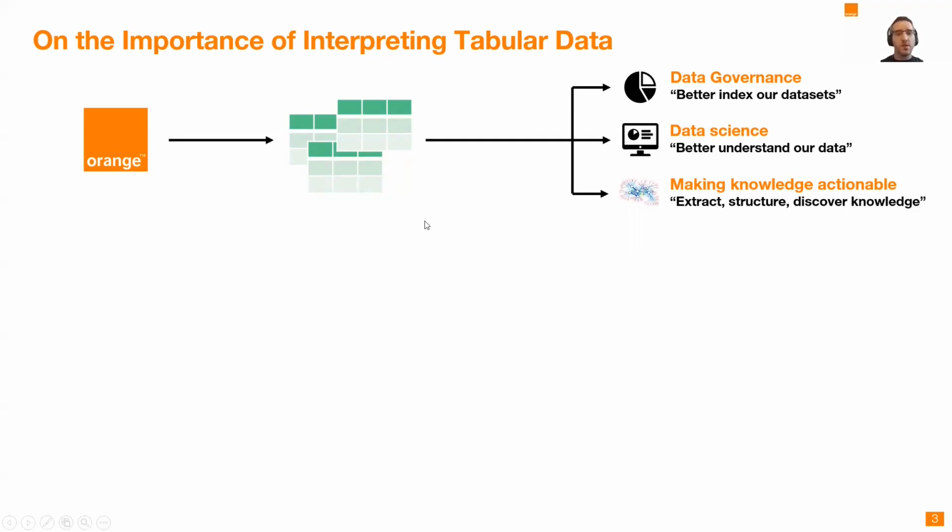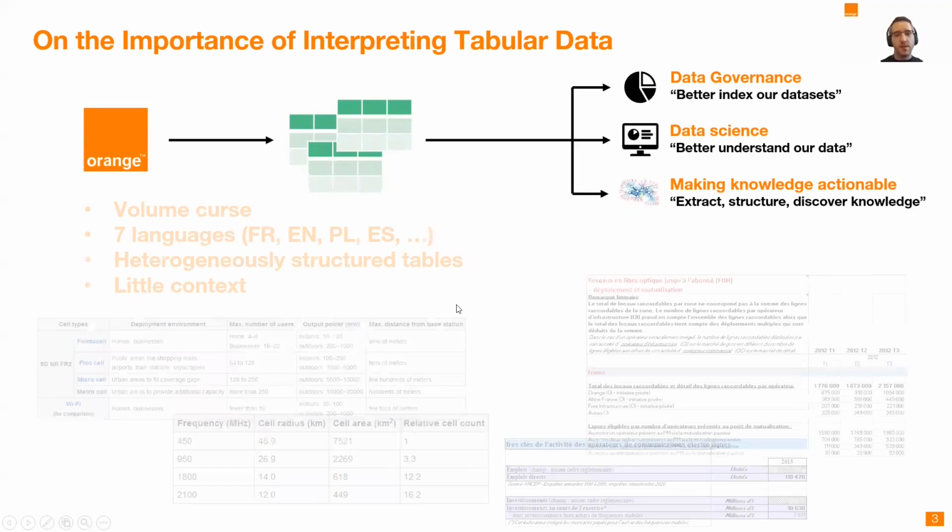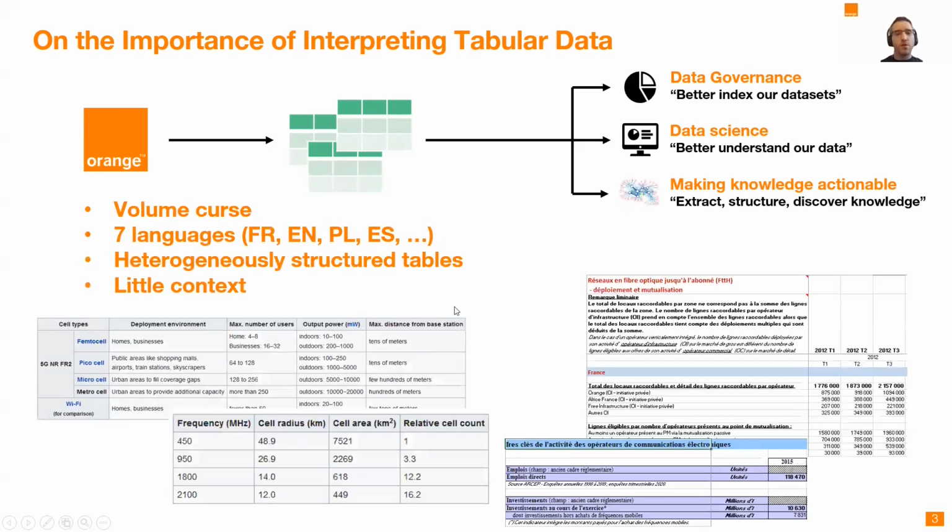And the last application area is to make knowledge actionable, which is very important because we have a lot of dormant knowledge that needs to be structured to make it more usable by Q&A engine, for example. And so to exploit this data, a number of challenges have to be overcome, either related to the nature of Orange or to the nature of the data. So we have a few examples in this slide.